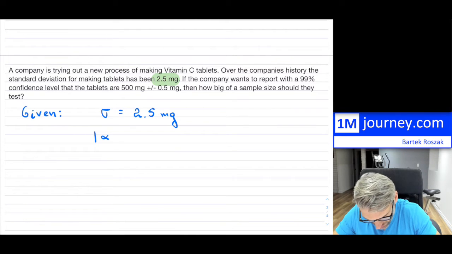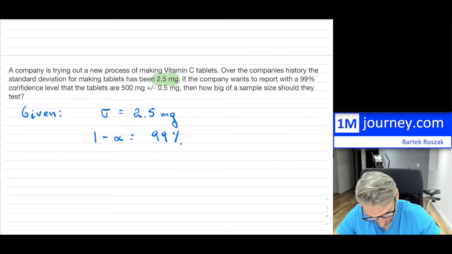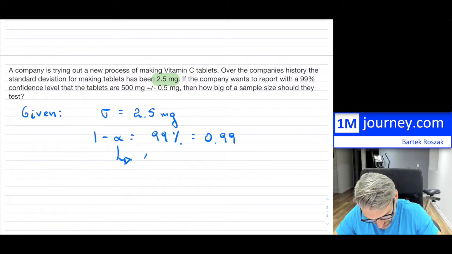so my confidence level, if you recall, this is 1 minus the threshold, or the confidence level in general, so this is 99%, which is equal to 0.99, which makes our threshold of error really just 1%, right? So that's our threshold of error within here.